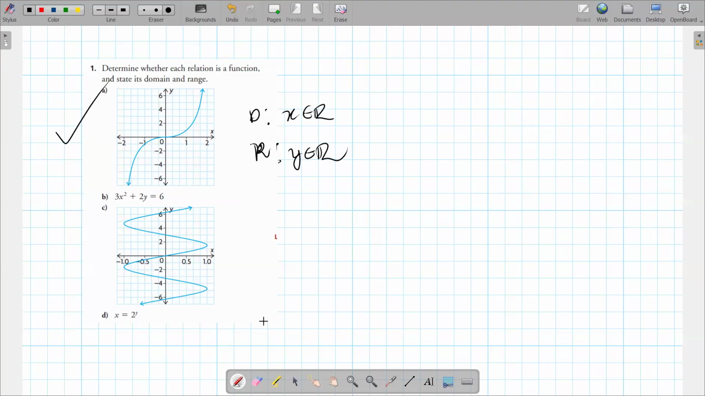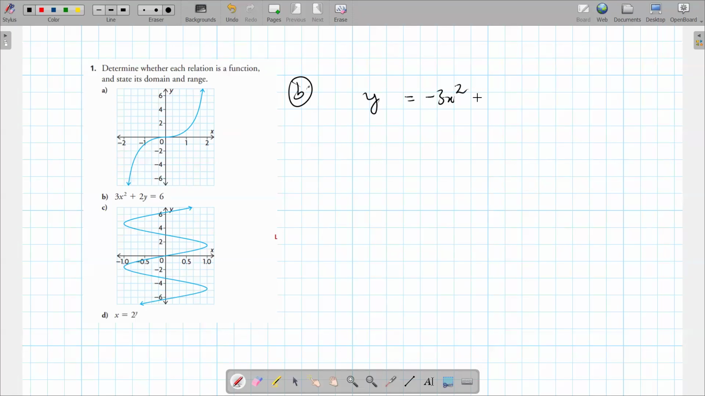It's not as obvious, but is it a function? I think it is, because if you rearrange it for y, so let's do B. What I'm going to do is rearrange it for y. So subtract 3x squared on both sides, so negative 3x squared plus 6, and then divide both sides by 2. You see like that? Is this a function? Negative 3 over 2 x squared plus 3.